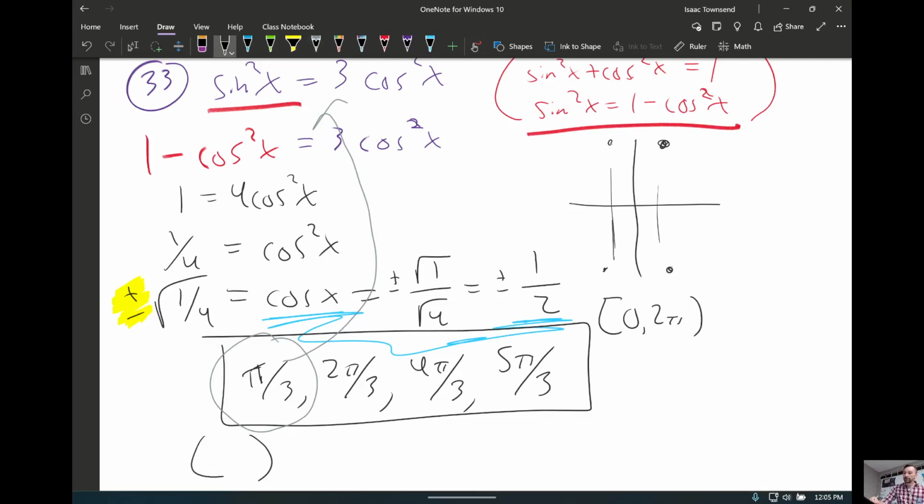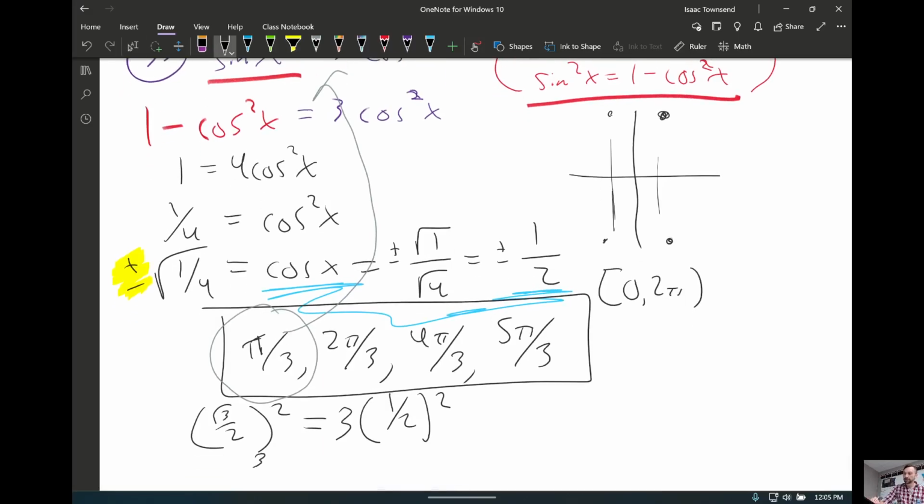The sine at pi over 3 squared looks like that. 3 times the cosine at pi over 3 squared looks like that. This ends up being 3/4. This ends up being 3 times 1/4. 3/4 is the same thing as 3 times 1/4. It does not take that long to plug it in and make sure that it solves the original problem. Pi over 3 is the solution.